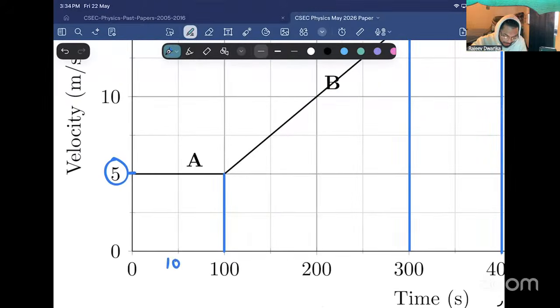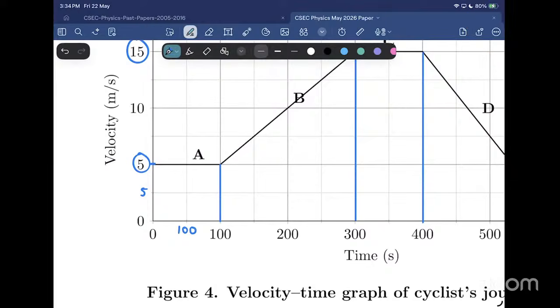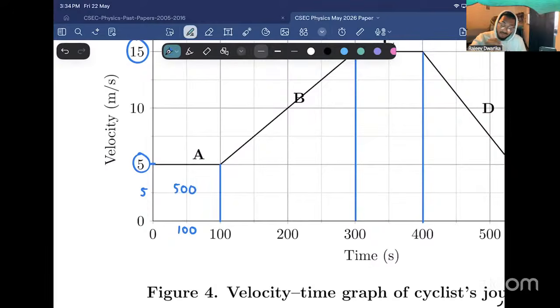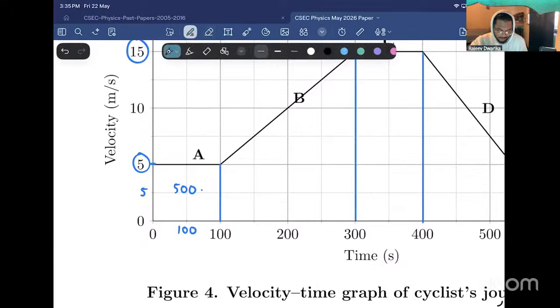So we have 100 here, and we have a height of 5. So the area for this could be 500. Area is the product of 2 dimensions. You have meters per second on the y-axis, and on the x-axis, time in seconds. If you find the product, it leaves you with meters. So that is why area on a velocity time graph gives you distance traveled.